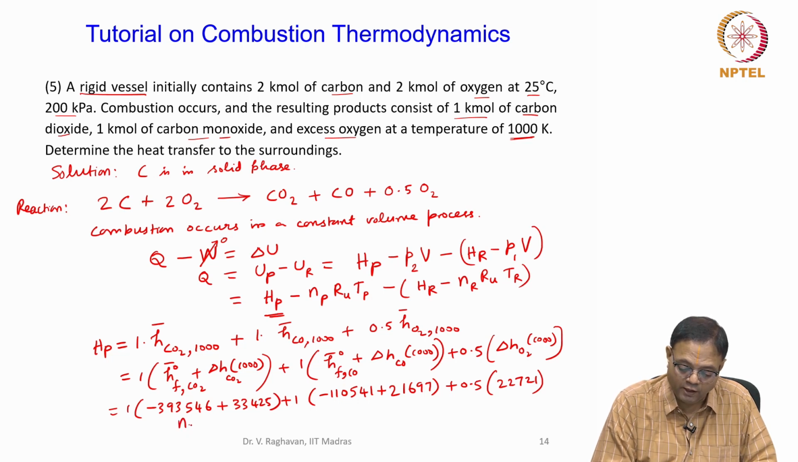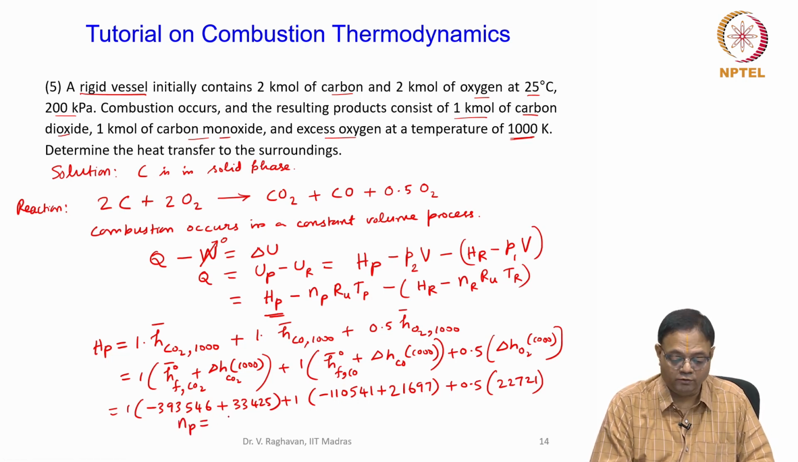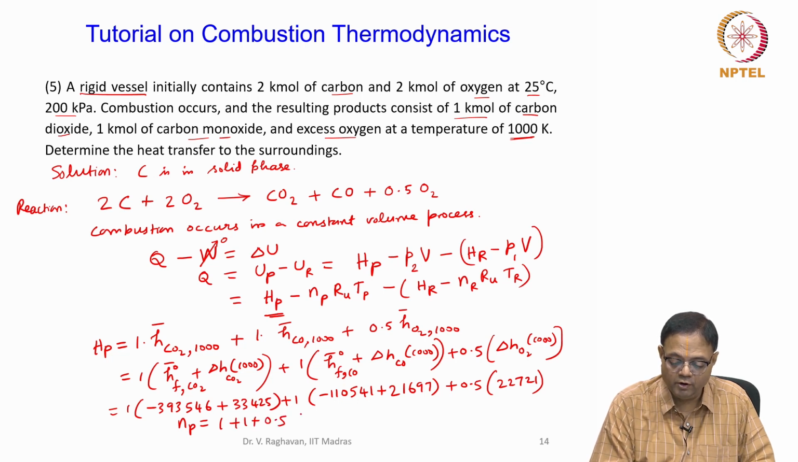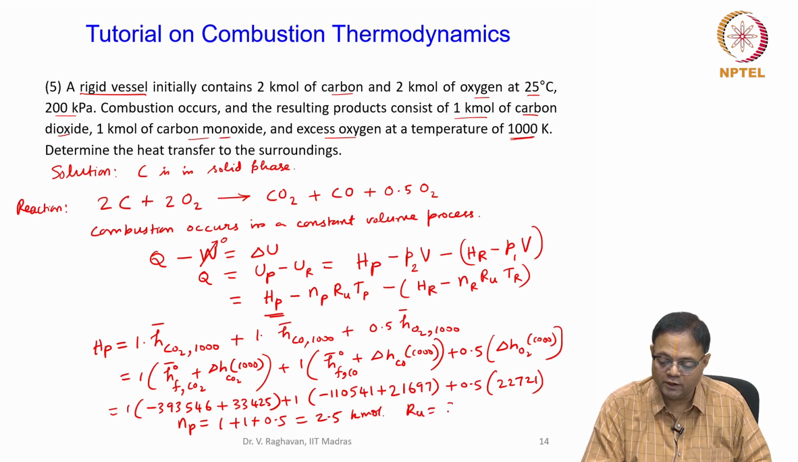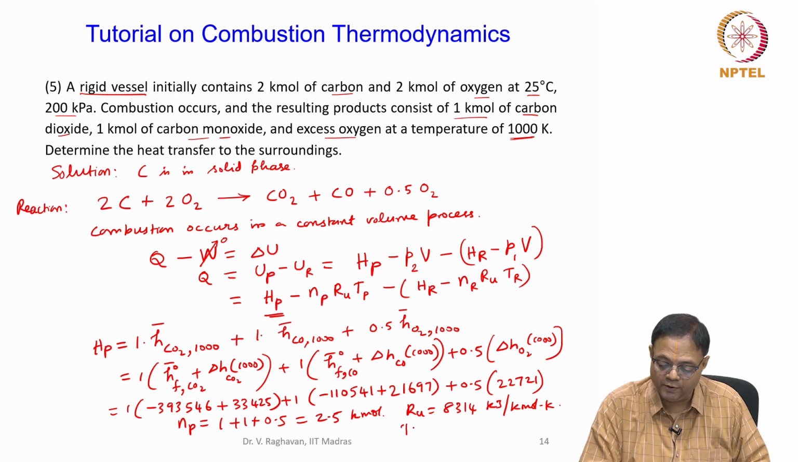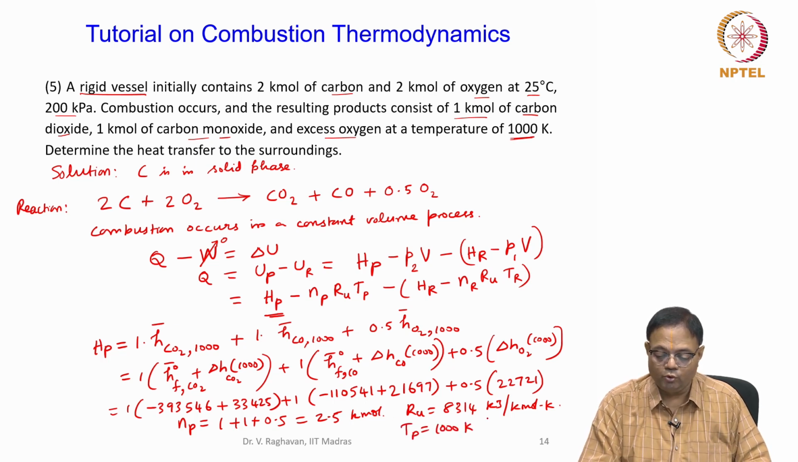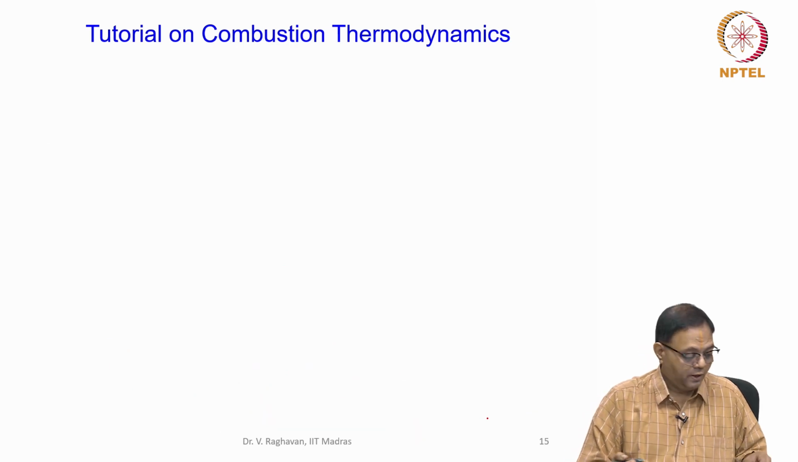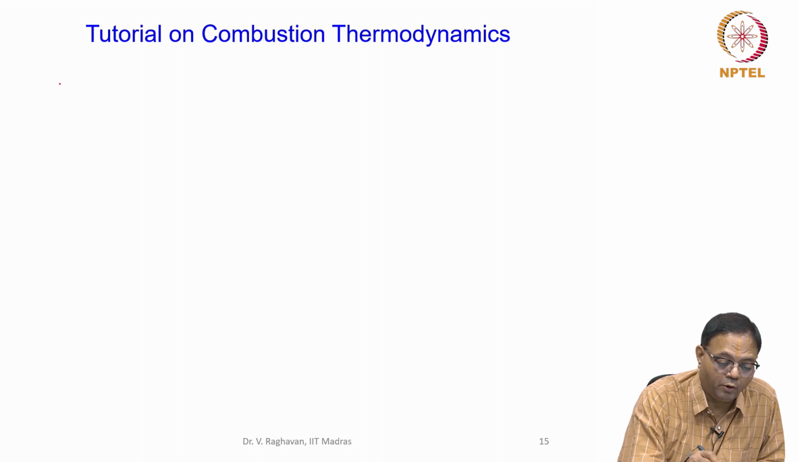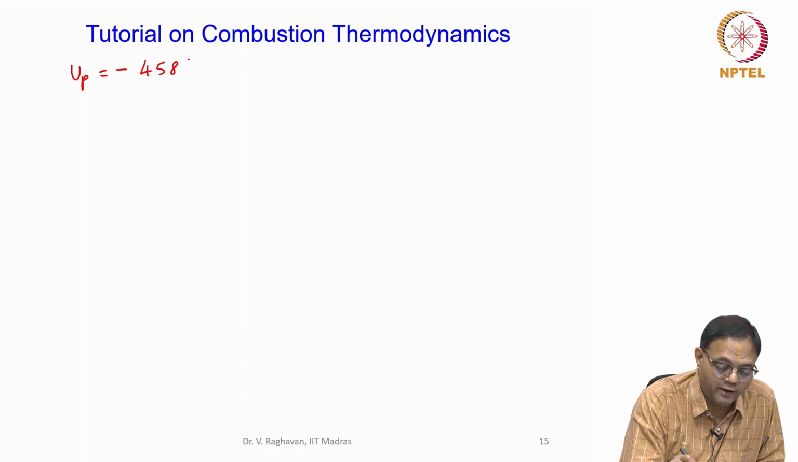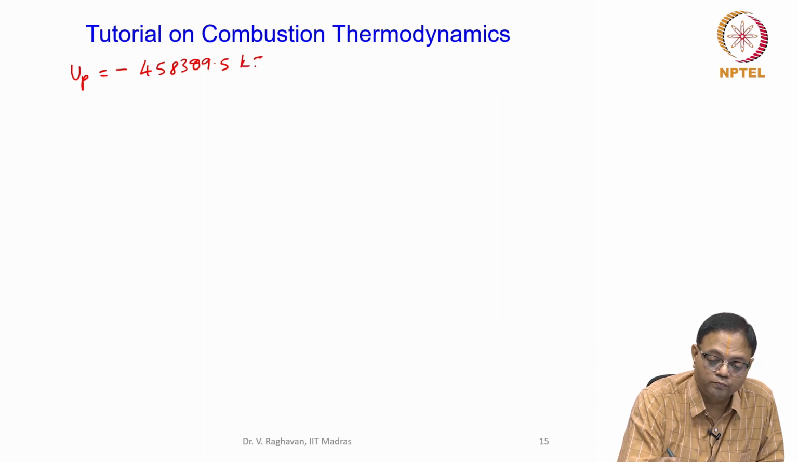Now, what is NP? Number of moles of products, that is you counted 1 plus 1 plus 0.5 equal to 2.5 kilomoles. RU, universal gas constant, is 8.314 kilojoule per kilomole Kelvin. The temperature TP is also given as 1000 Kelvin. So, you can find the internal energy of the products, that is UP will be equal to minus 458,389.5 kilojoules.